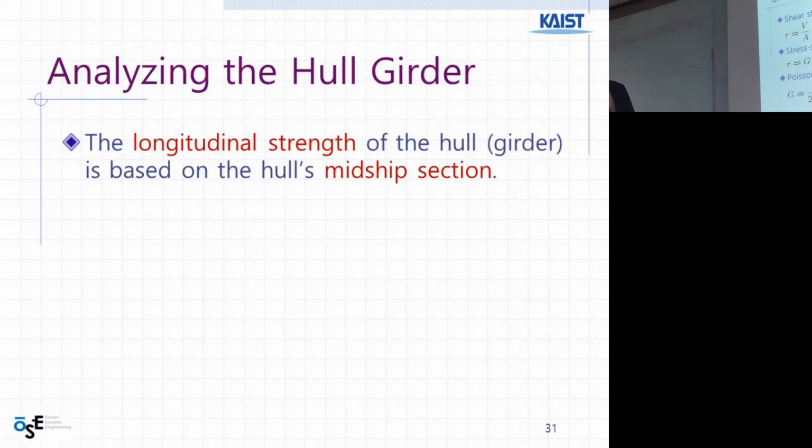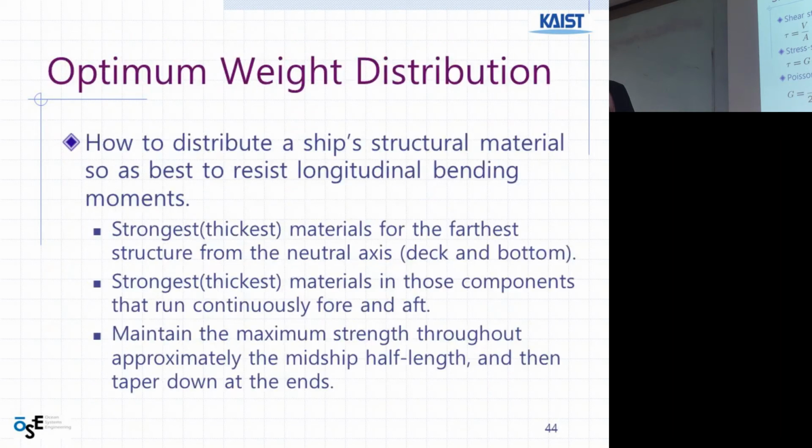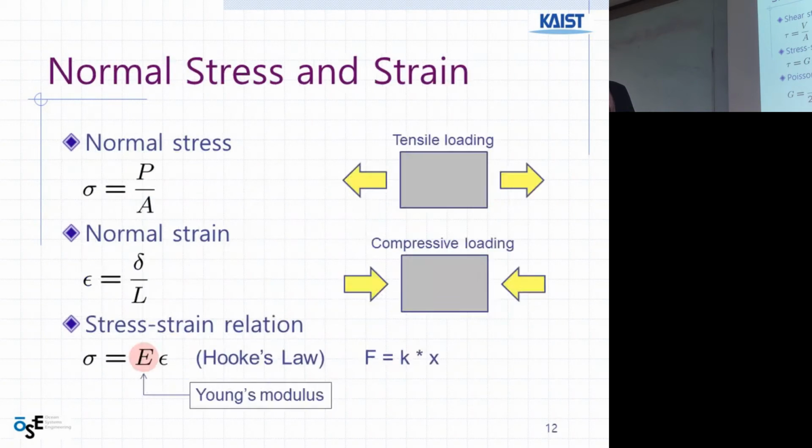Poisson's ratio is lateral strain divided by axial strain. Axial is in this direction, lateral is in this direction. So it's a ratio.